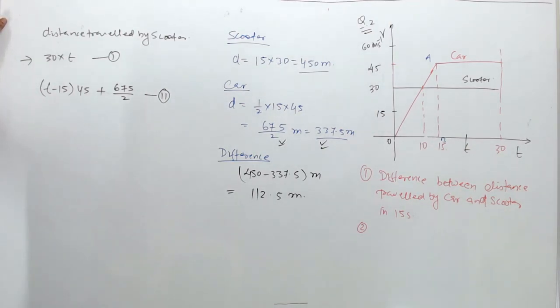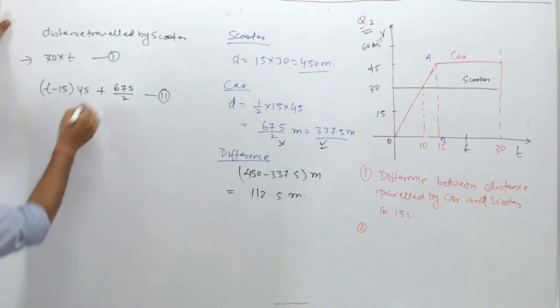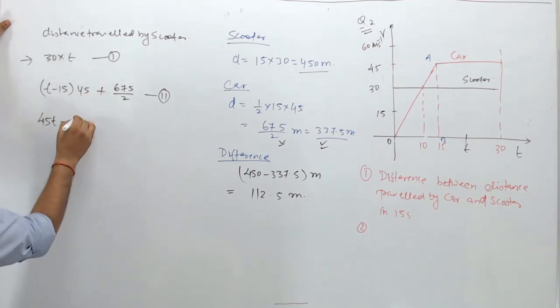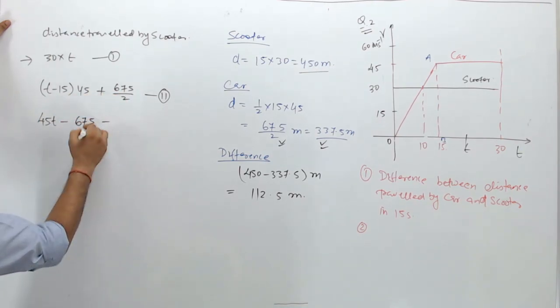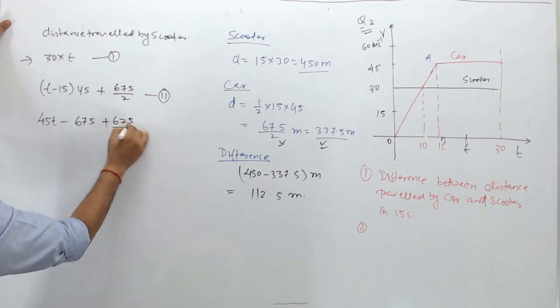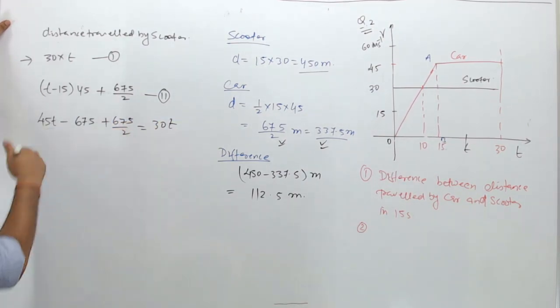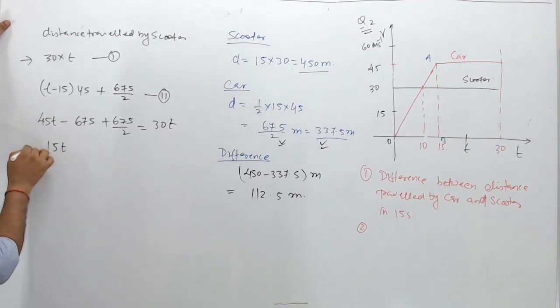So you just have to understand the concept and you have to stick with that. Let me go slow. Okay, so now let us equate this thing. So you're going to have how much? 45t minus this time this, already we have seen that is 675 plus 675 upon 2, that should be equal to 30t.